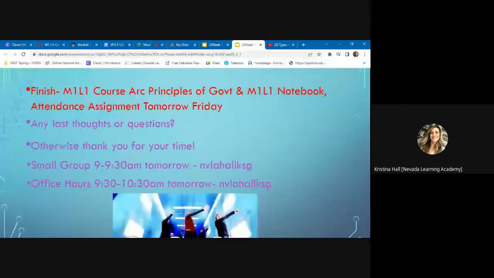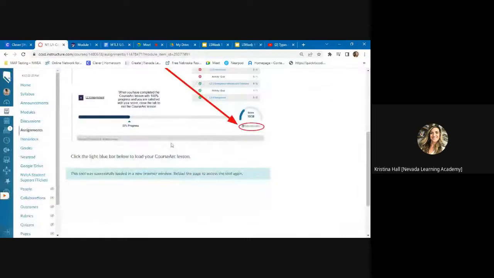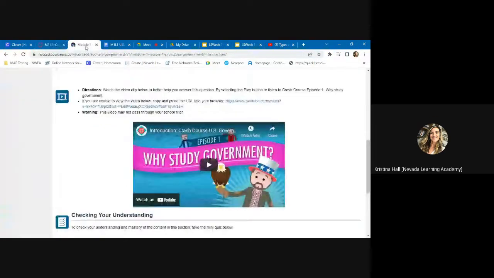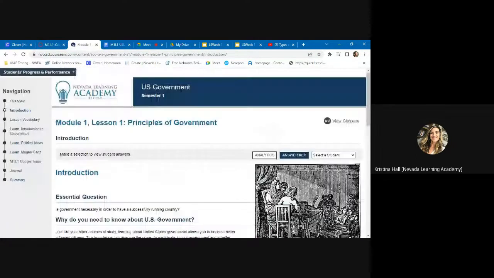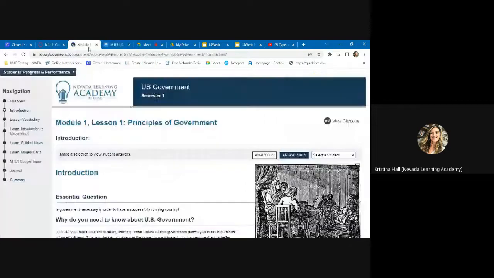What we did with the remainder of our period, we spent some time and we went into the module and we built off of what we did on Wednesday. Okay, so we relaunched, we went into Canvas. Okay, we went back into the module, we relaunched our course arc. Okay, had our notebook open, we had our essential question.